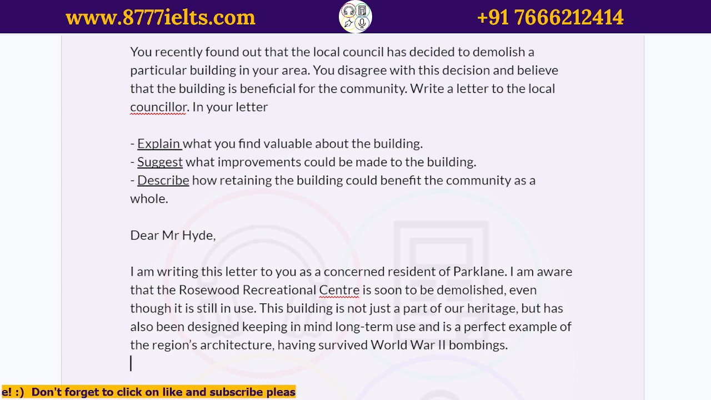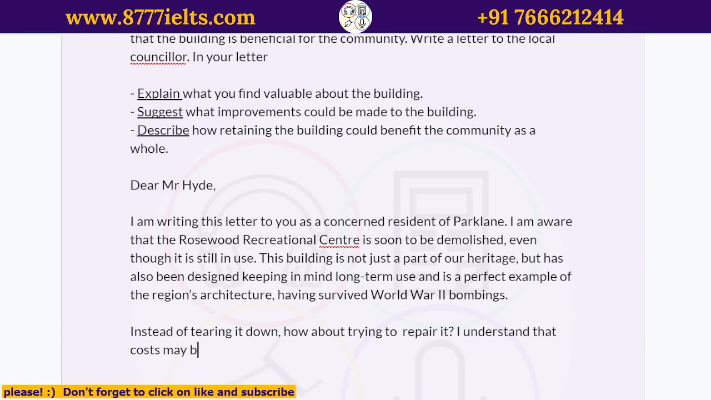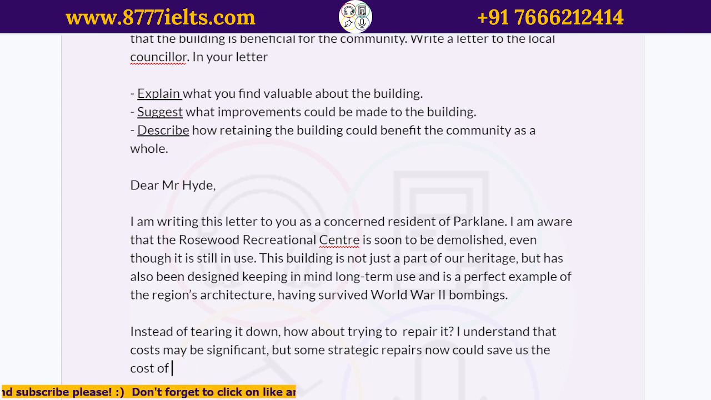And then suggest what improvements could be made. So instead of tearing it down, how about trying to repair it? I understand that costs may be significant because obviously repairing is expensive. But some strategic repairs now would save us the cost of erecting a new building.